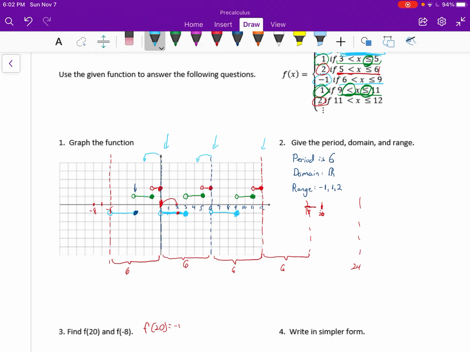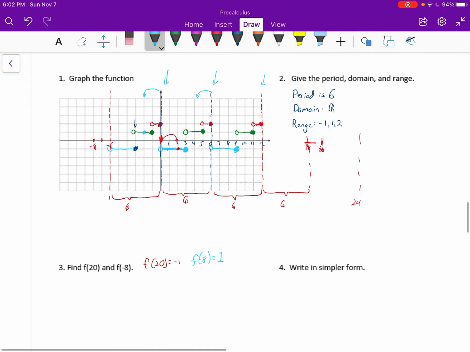So left 2, well, that's going to be, notice here, there's left 2, that is positive 1. So f of -8 is going to be positive 1.